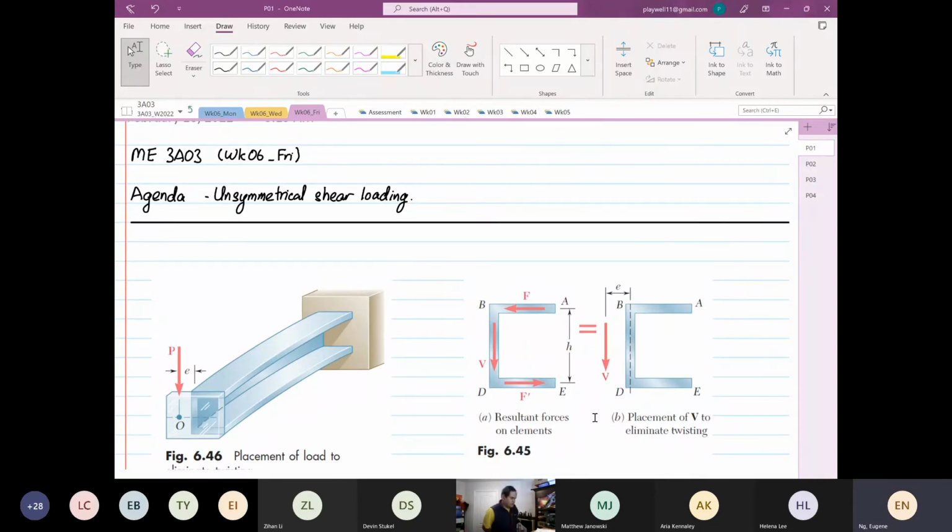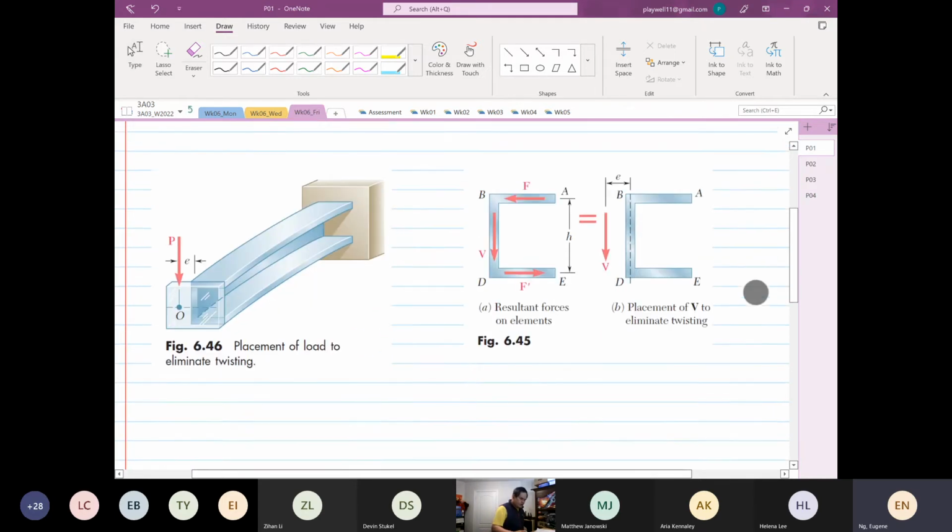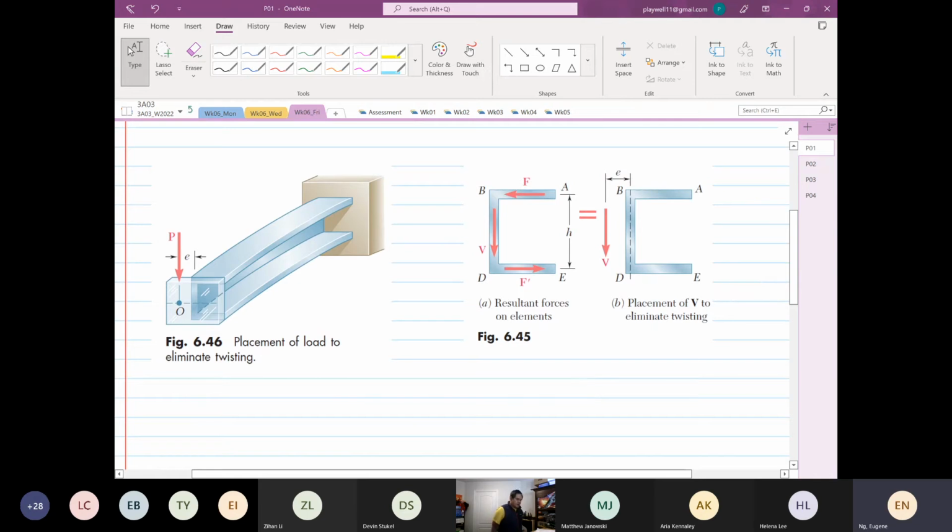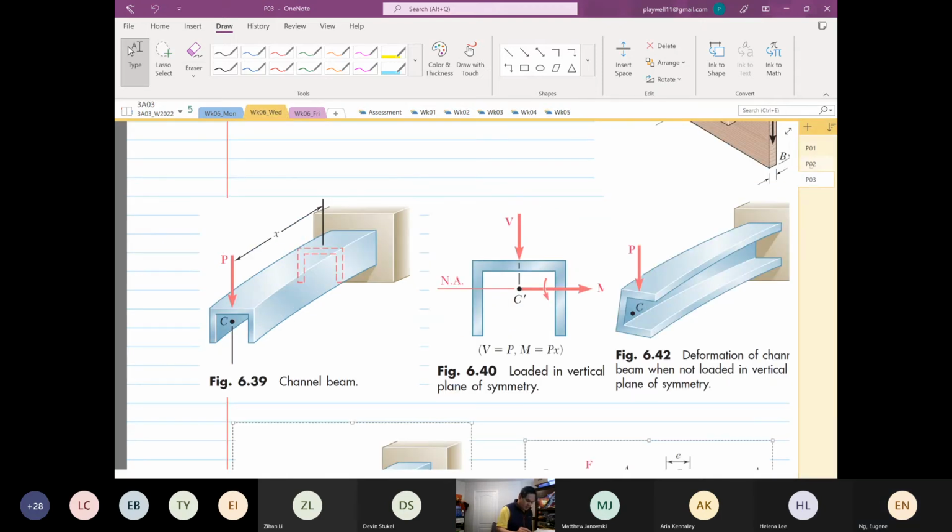Okay, good morning. Week 6, Friday. The agenda we're going to do today is unsymmetrical shear loading. We're going to continue. Last time where we stopped is we looked at unsymmetrical loading. So if we quickly recap on Wednesday what went on.